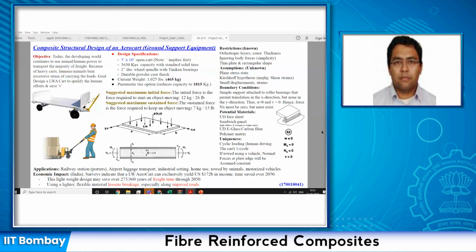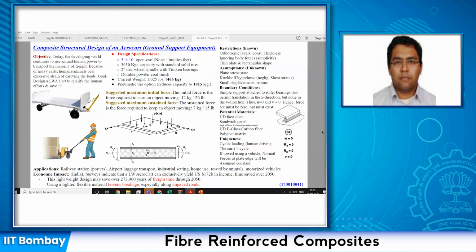and a polymer matrix. So the uniqueness of this design is basically, if we have a human pulling the cart, he would apply a cyclic kind of loading, but for calculation purposes, I would use one cycle and a constant load applied by him, and that would be repeating with time. But if we have a vehicle, then the forces applied on the cart would be constant.